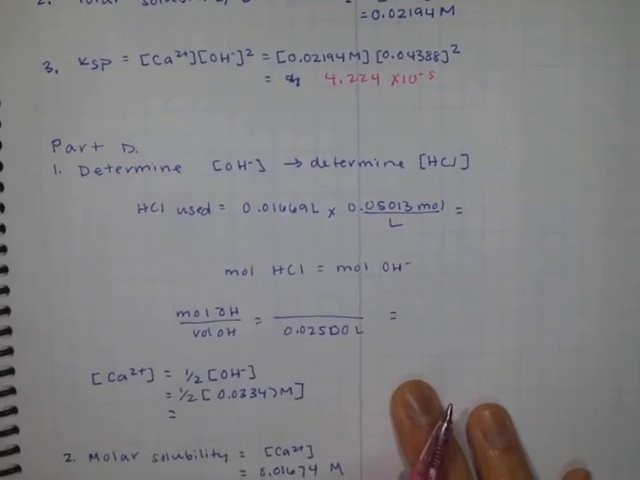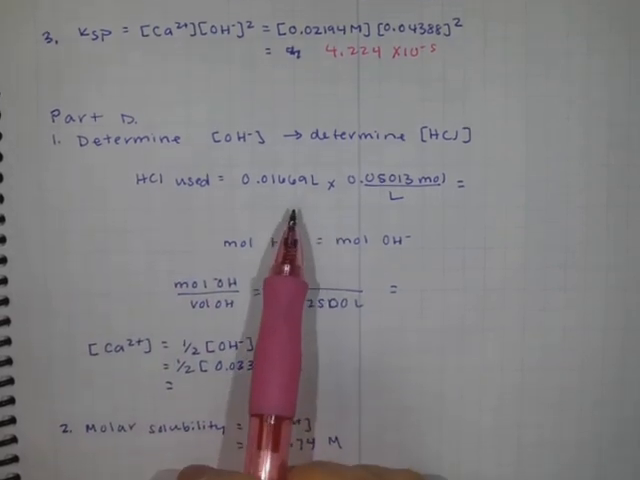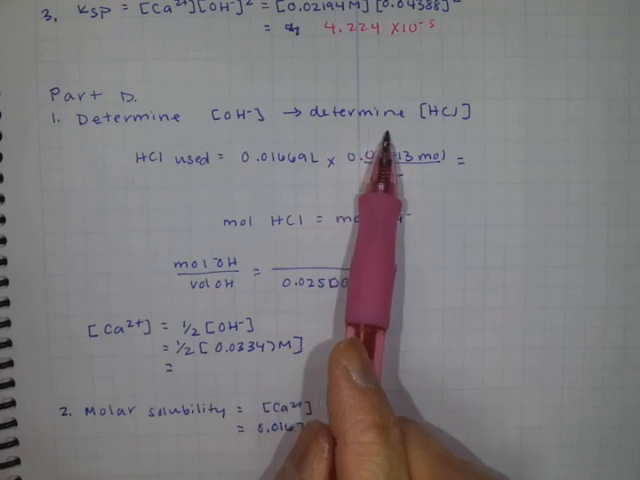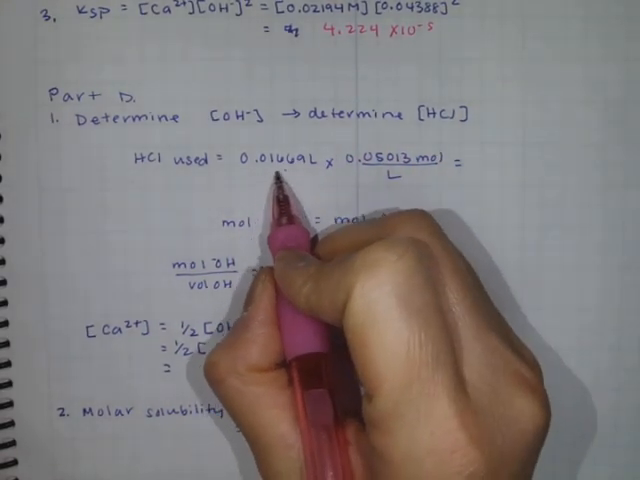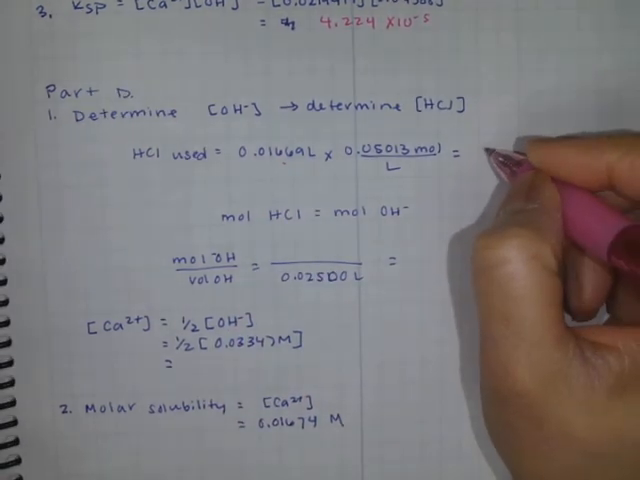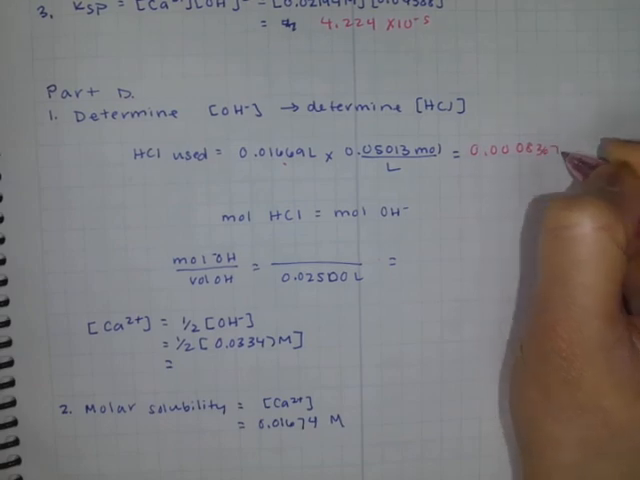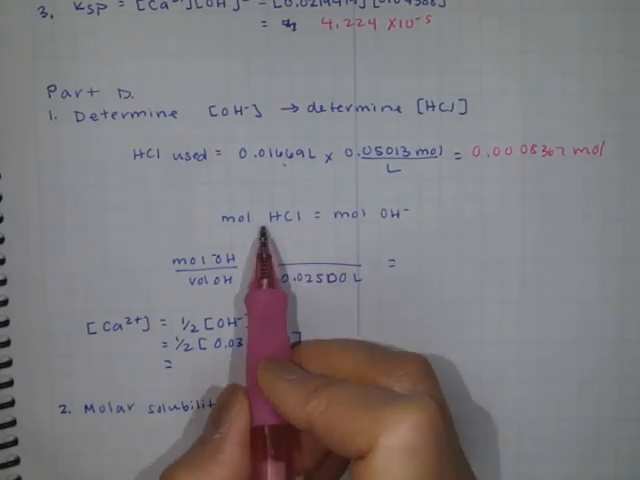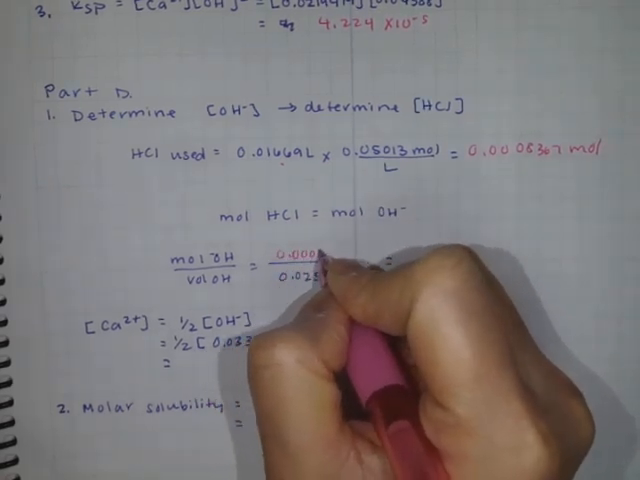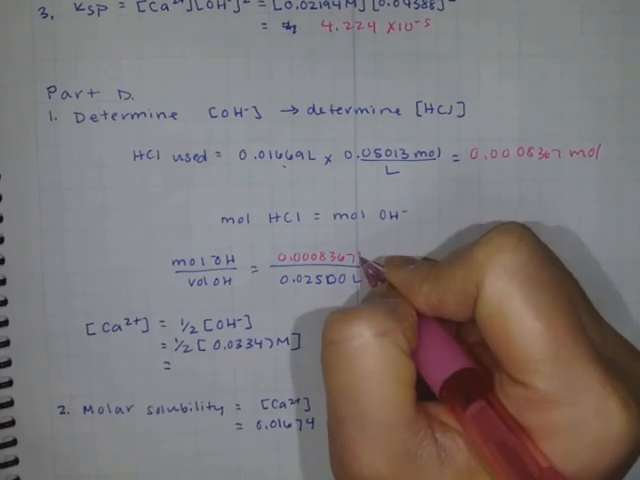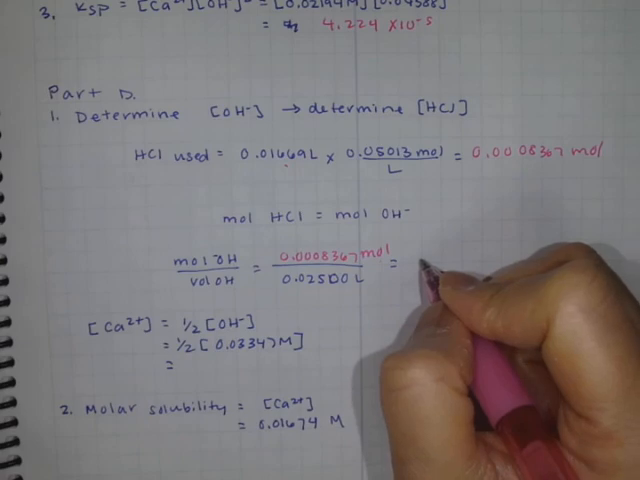All right, and then to determine the Part D calculations, your calculations are identical. You have determined the OH using HCl, so the HCl used is 0.01669 liters times the concentration of HCl. So we have 0.0008367 moles. So moles of HCl, moles of OH. So again, this is 0.0008367. And then you divide it by the 25 mils, or 0.025 liters.